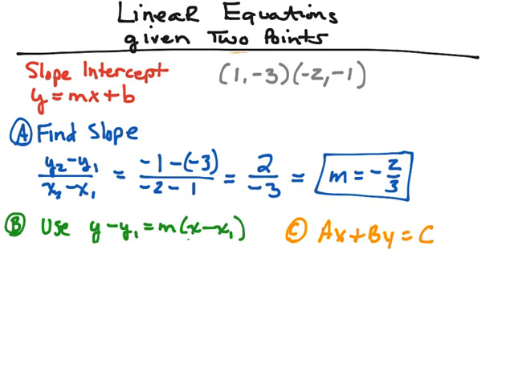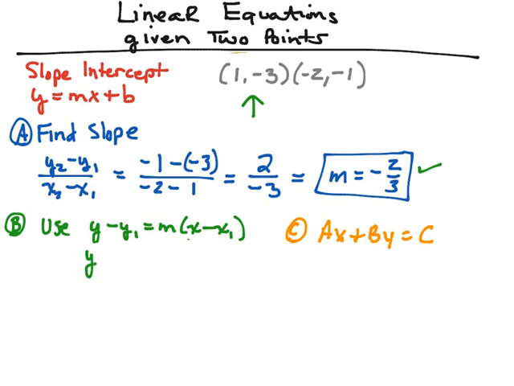Now that we have our slope of negative 2/3, we can move on to the next step, which is using the point slope form. That's y minus y1 equals m times x minus x1. The reason we're using this is because we have a slope, and we're also going to use one of these points. Now remember, the choice is yours. You can use the point 1, negative 3, or you can use the point negative 2, negative 1. In my case, I'm going to go ahead and use that first ordered pair.